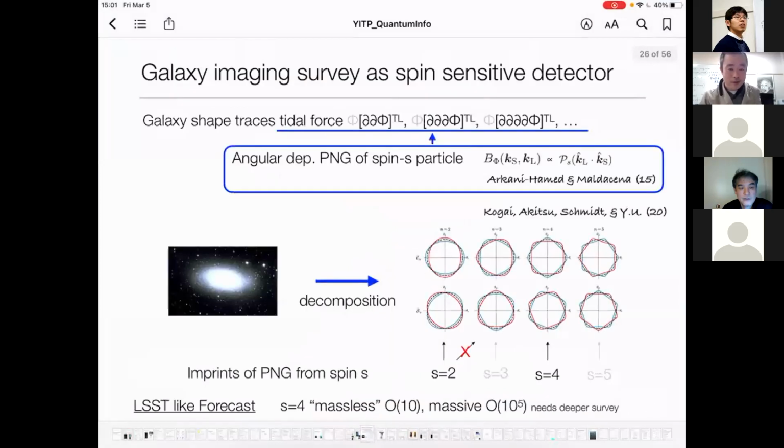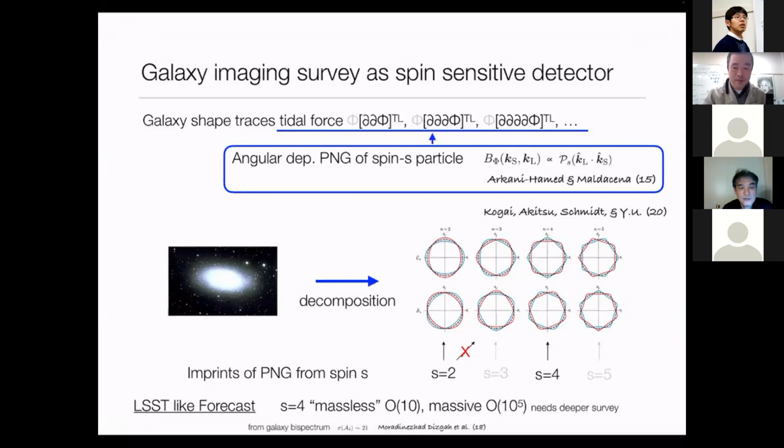me just finish with this. Yeah, so I was saying that the 3-point function generated by the exchange of the spinous particle is proportional to the power of inner product of the long mode and short mode to the s is spin. Can you hear me? Yes. Can you? Yeah. Yes, we can. Yeah. Okay, sorry.